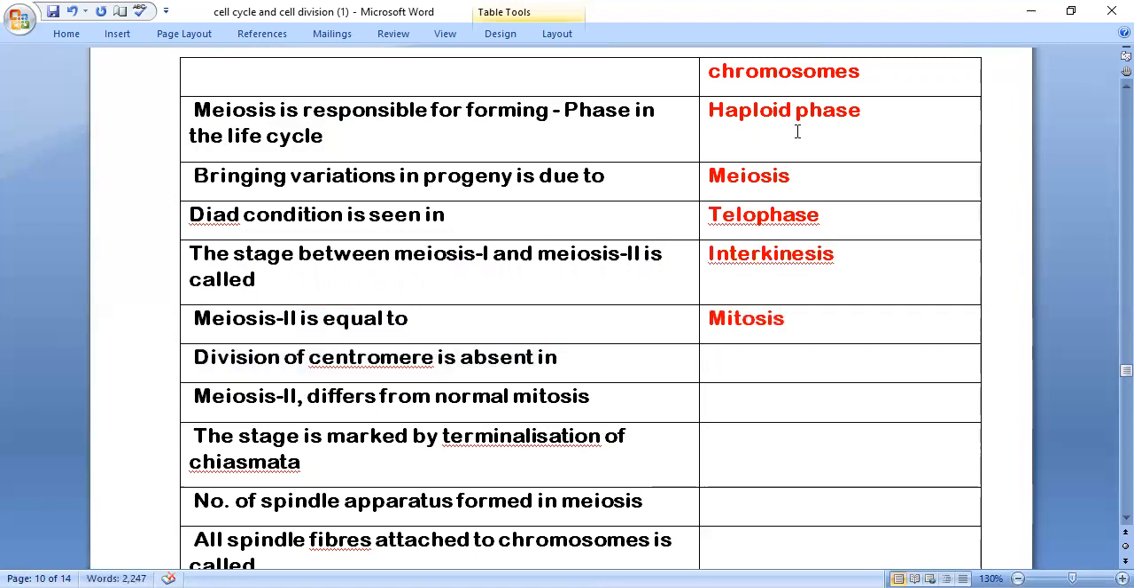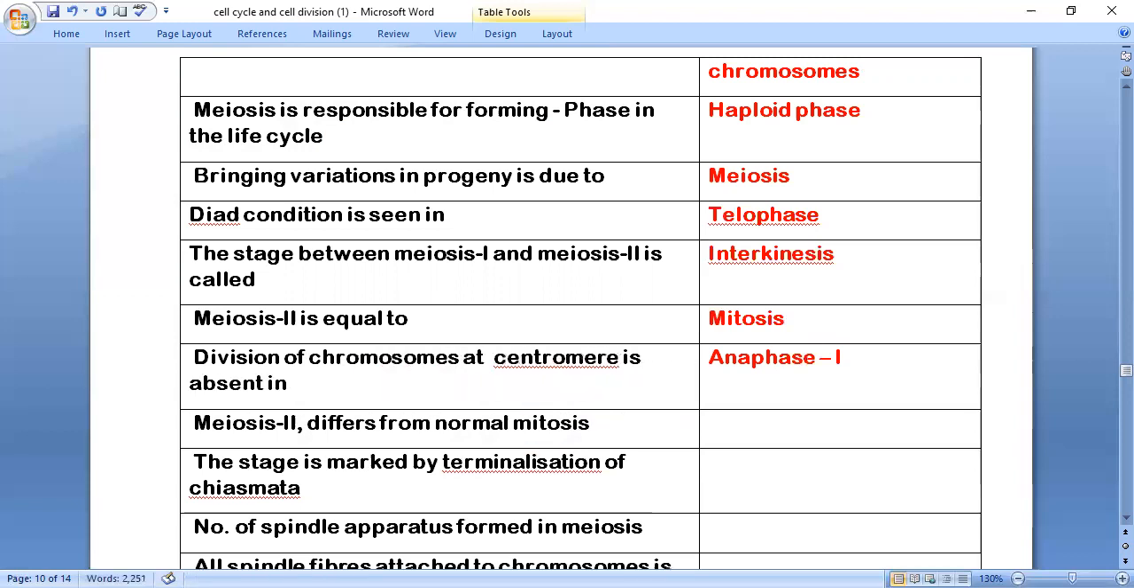Division of the centromere is absent in anaphase 1. In meiosis 2, there is division of chromosomes at the centromere. Division of chromosomes at the centromere is absent in anaphase 1. Meiosis differs from normal mitosis.